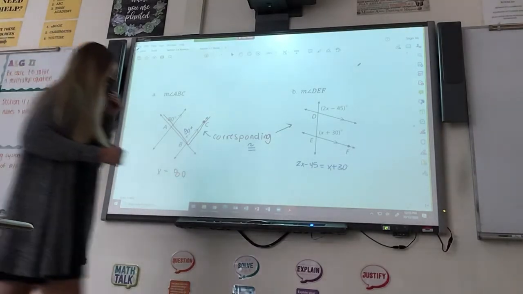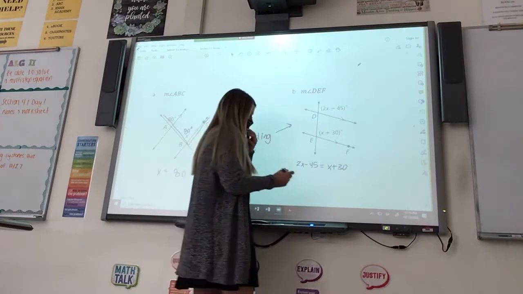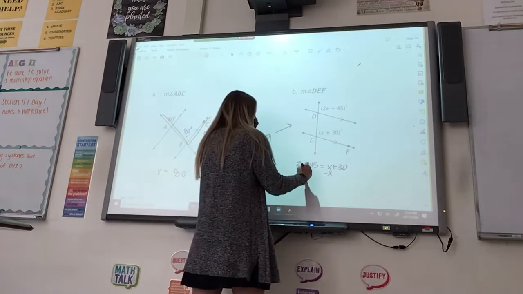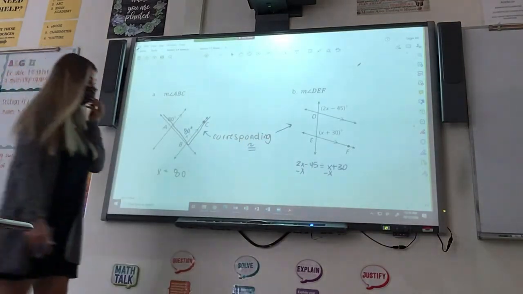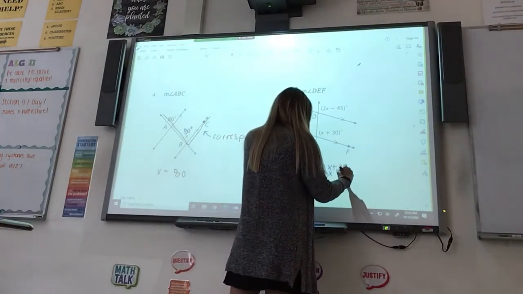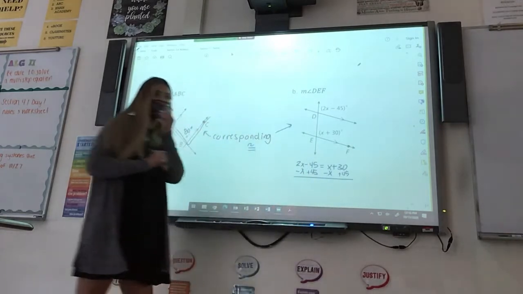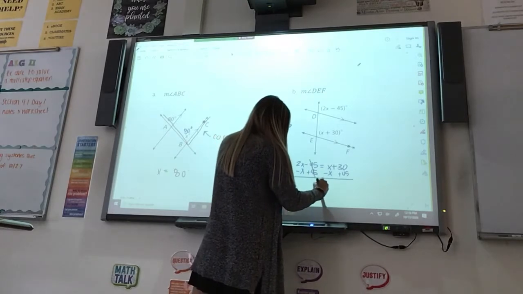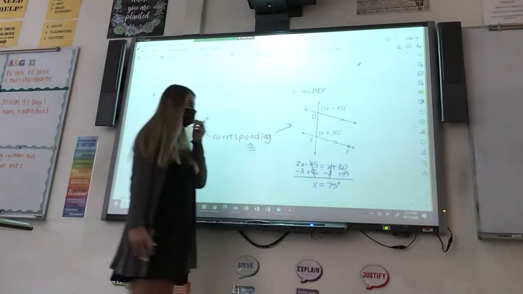And then we're going to solve for x. A lot of people made this mistake on the test. Remember, when you want the x to go to the other side of the equal sign, you have to do the opposite. I have to subtract x. And in the same step, I'm going to move the 45 to the other side, so I'm going to add it. So x equals 75 degrees.